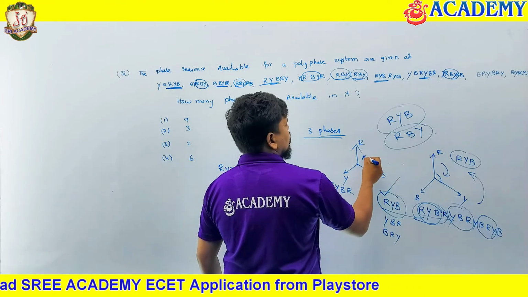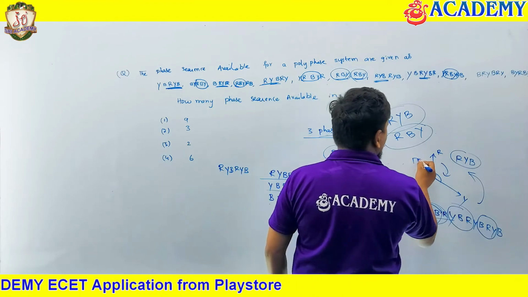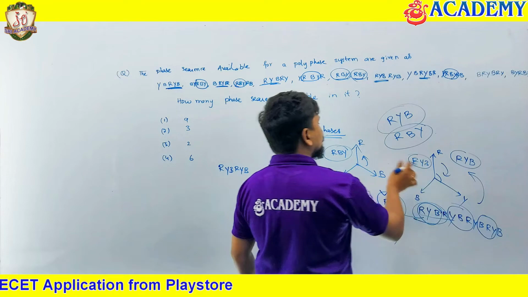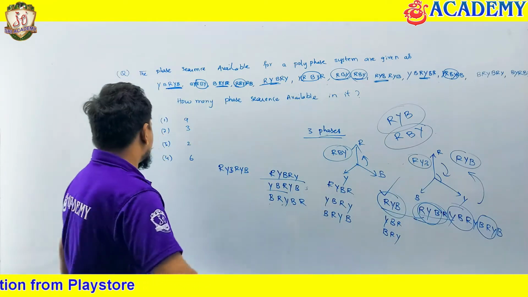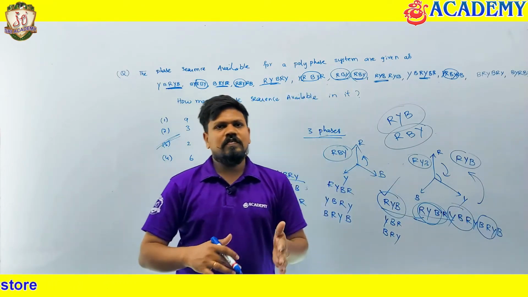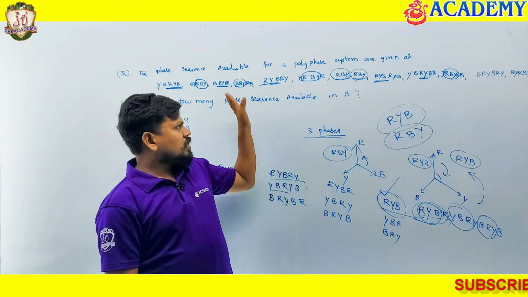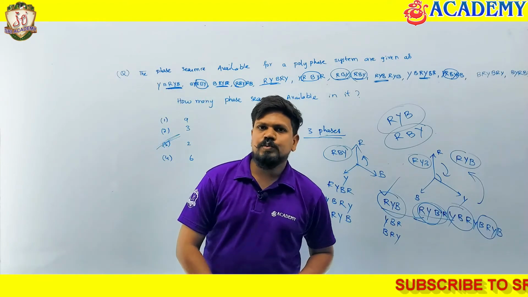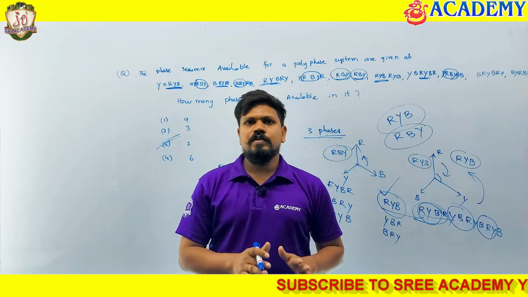So this is nothing but RBY phase sequence, okay. So this is nothing but RYB phase sequence. Only two phase sequences are possible. There are no other phase sequences, okay. So the answer for this question is 2, okay. No need to check all these things. Only for the explanation I am giving all this. In the exam directly answer: only two phase sequences are possible for the three phase system, one is RYB, another one is RBY, okay.